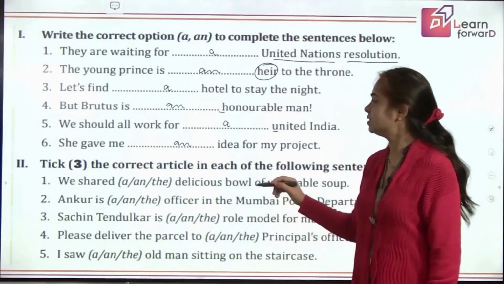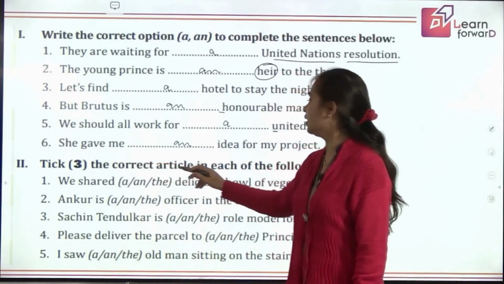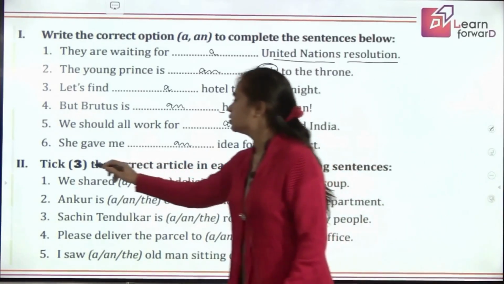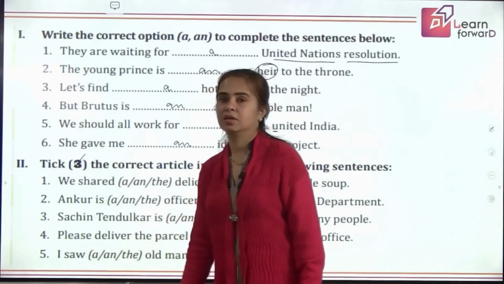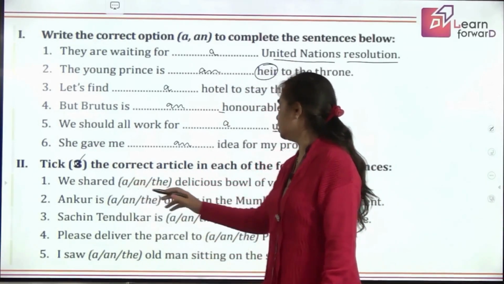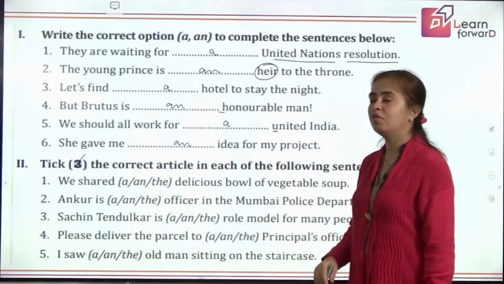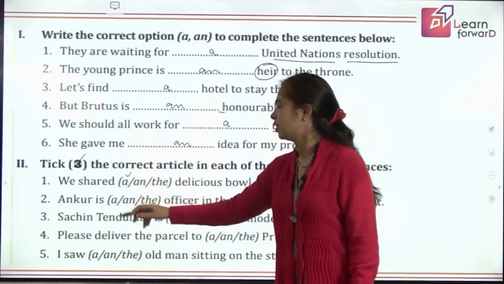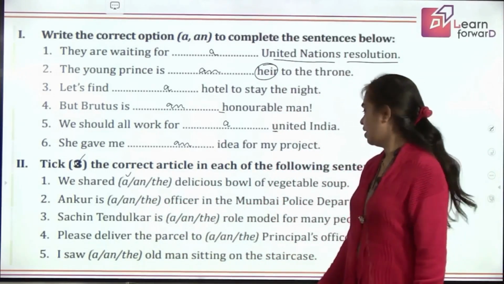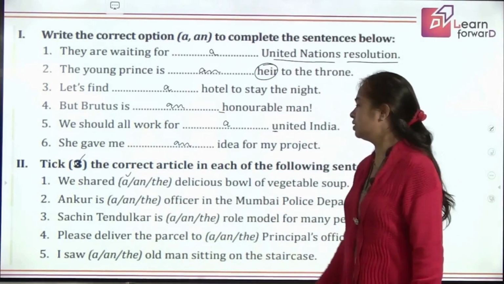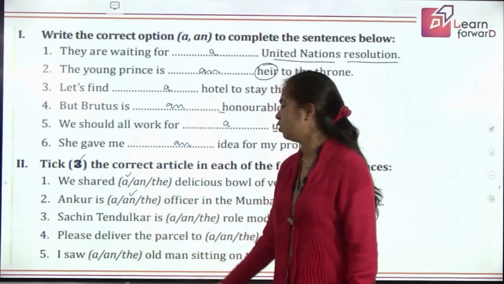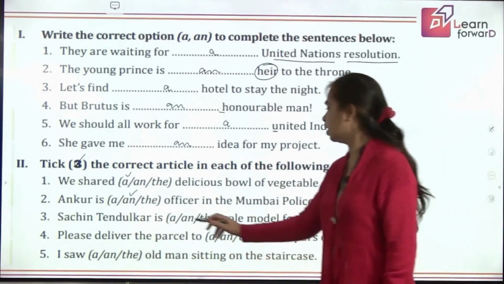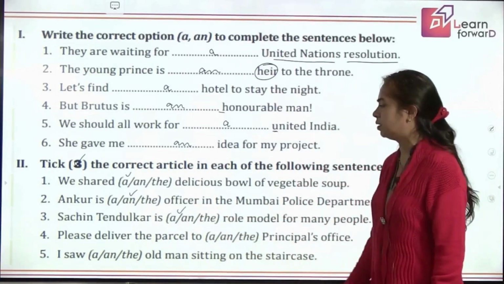Let's do the next exercise. Tick the correct article in each of the following sentences. So this is tick the correct one, right? We shared a delicious bowl of vegetable soup. Yes, that is correct. Ankur is an officer in the Mumbai Police. Okay, because there can be many officers there. Sachin Tendulkar is a good role model for many people.